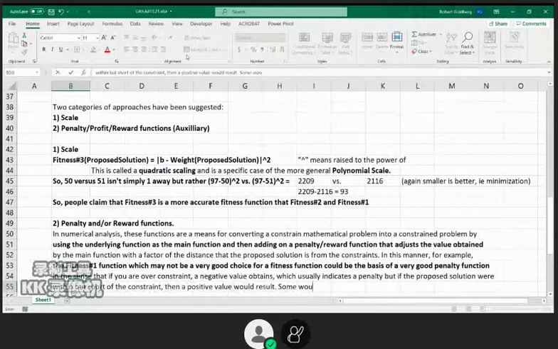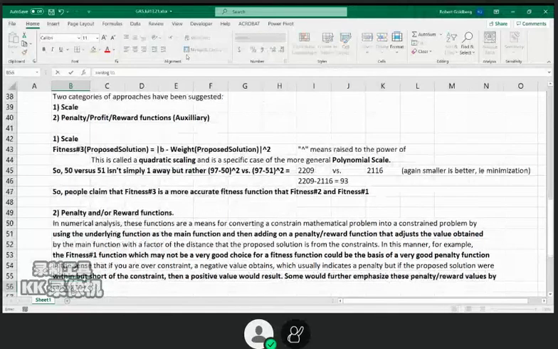Some would further emphasize these penalty reward values by raising them to a power. So some people take a scale and throw it on top of a penalty function.